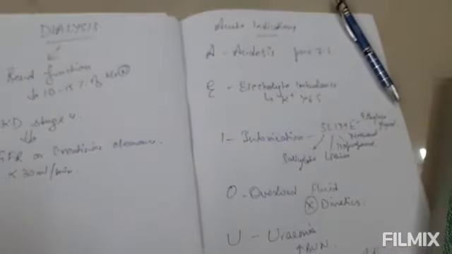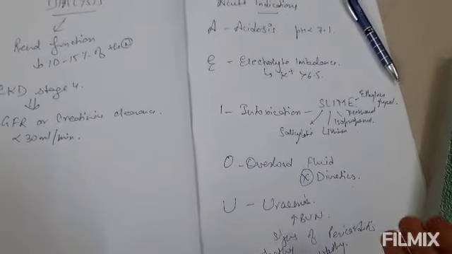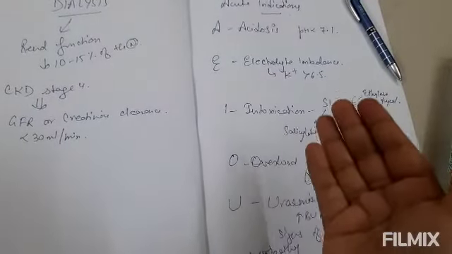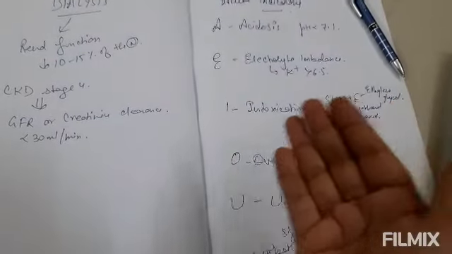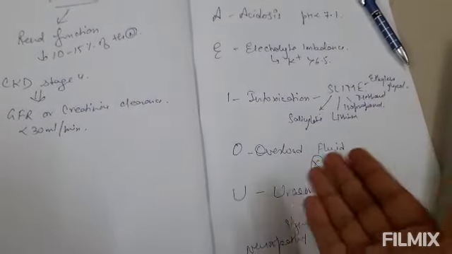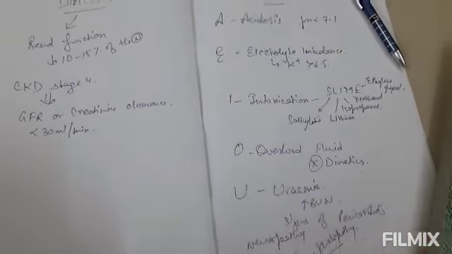So see, by remembering just A, E, I, O, U, we can know the acute indications of dialysis. A for acidosis, E for electrolyte imbalance concentrating on the potassium level, I for intoxication, that is the SLIME intoxication, O for fluid overload refractory to diuretics, U for uremia.